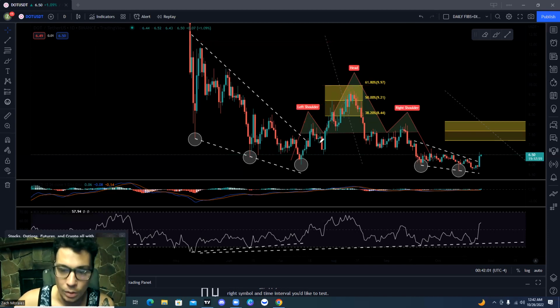Now, with that being said, we did get a perfect world scenario of a head and shoulders. Here's our left shoulder, here's our head, here's our right shoulder. In a perfect trading world, you're going to come up, make this pattern, and go down exactly to where the pattern started. If you notice, we got a full pattern play out right there on the head and shoulders.